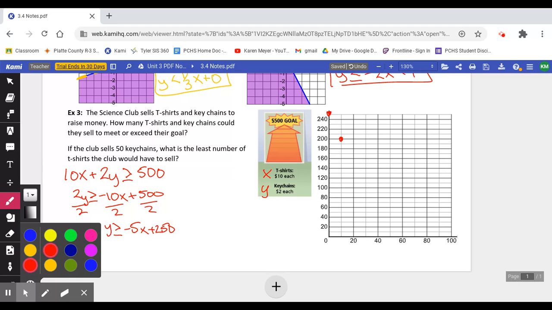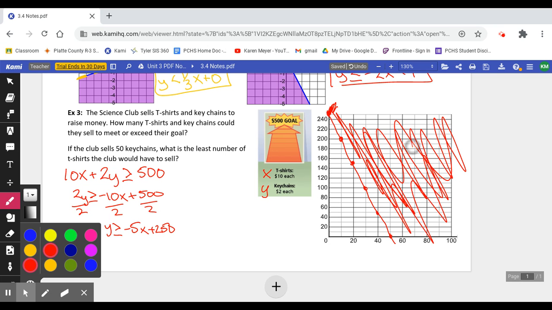So down 5, 1, 2, 3, 4, 5, and across 1. So I'm just going to do that several times. And we'll have this line right here. And we're saying greater. So I put my pencil at 250, and greater is when I go up. So everybody should be shading in this side over here.